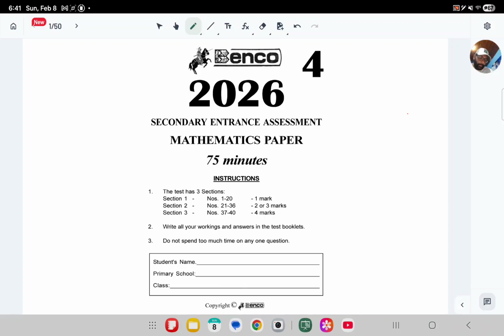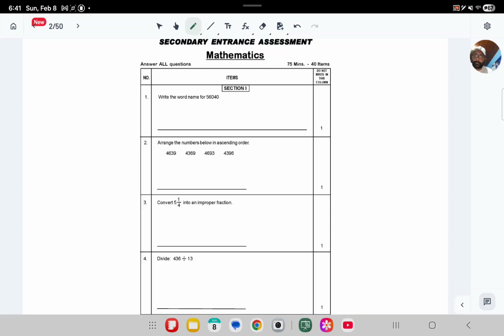Alright, so today we're going to deal with the Benco 2026 test 4. Alright, starting with section 1. Let's jump right into it.